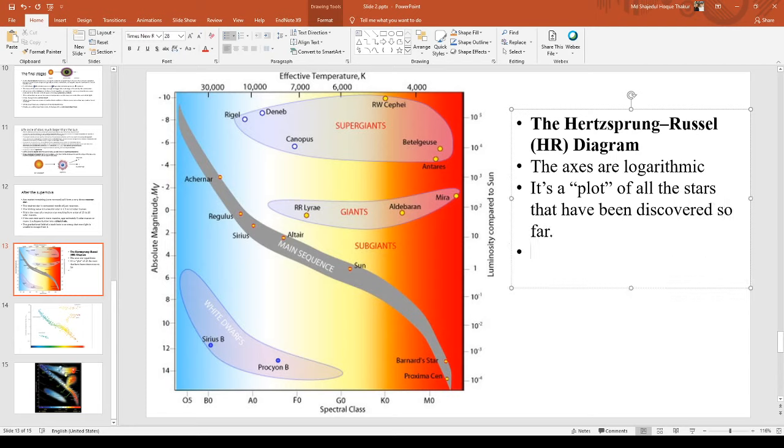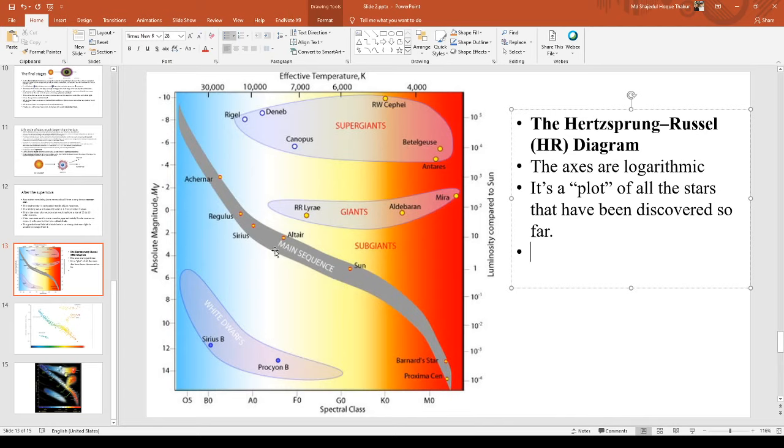It's a plot of all the stars that have been discovered so far. Any star that we discover, we put that star on this diagram as a plot. So you see Proyokon B is a star, Sirius B a star, Barnard star, Proxima Centauri, the sun. Hey, that's a familiar star. We know this guy. Right up there in the sky.